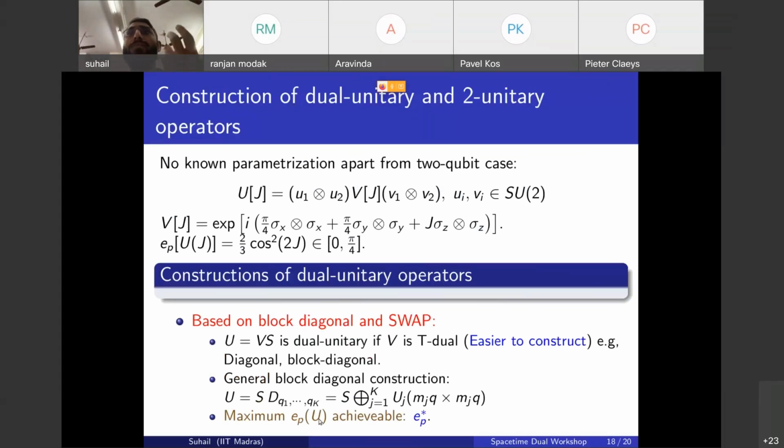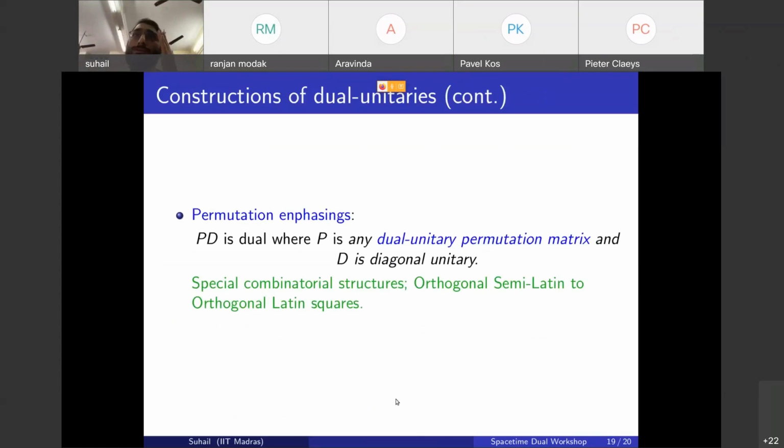But the limitation with this method is that on this EP line from 0 to 1, the maximum EP you can get is EP star, and for the 2-qubit case, EP star is the maximum possible. So we don't have any problem with the qubits, but for q greater than 2, there are gates between EP star and 1 which are not covered in this construction. And there are some works in preparation.